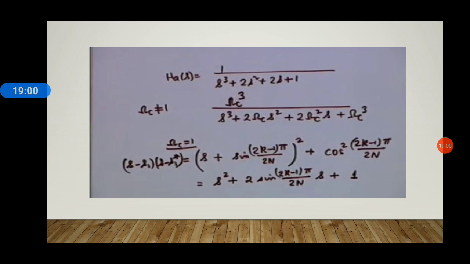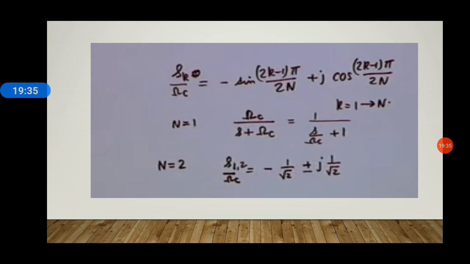Now here, if omega c is not 1, we can divide every s by omega c and we can write this equation. Now here we can be convinced by the three examples, n is equal to 1, n is equal to 2 and n is equal to 3, that if n is odd, then we always have a real pole at minus 1. See, for n is equal to 1 and n is equal to 3, in both the cases we had a real pole when s by omega c is equal to minus 1.